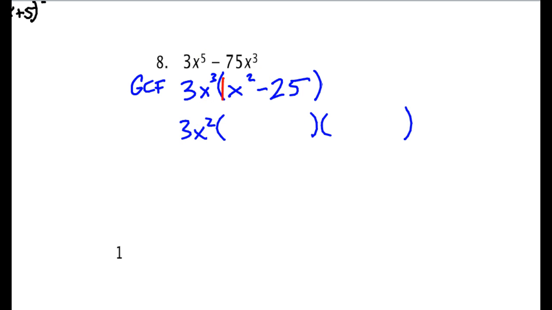Okay, so what 2 numbers multiply to x squared? It's just x and x. And what 2 numbers multiply to 25? It's just 5 and 5. And to get the negative, we need a positive times a negative. There we go, factored completely.